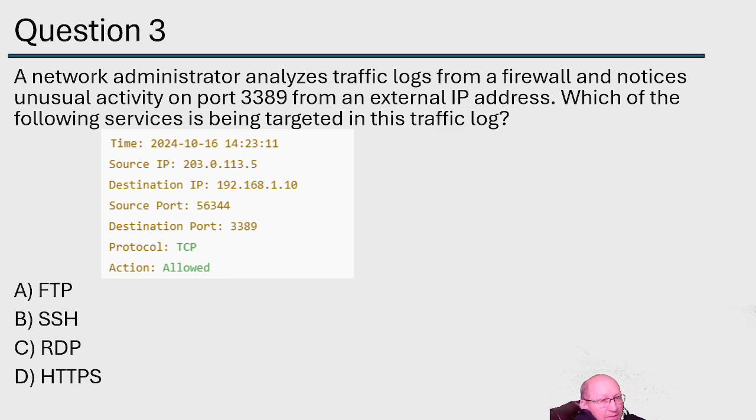FTP, well, no. FTP is on port 20 and 21, right? So definitely not going to be FTP. SSH, well, that one's on port 22. HTTPS, that's on 443. HTTP is on port 80. RDP, Remote Desktop Protocol, port 3389. That's going to be our answer. Answer is going to be C. Pretty easy one as long as you know those ports and protocols. I like to throw those in there because a lot of times students don't realize you really need to know those. You really do. Okay?